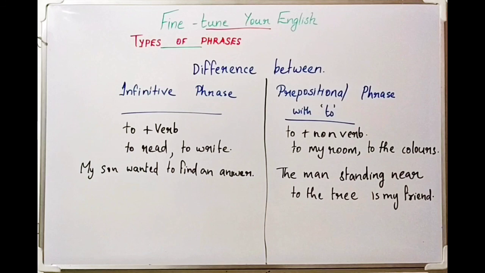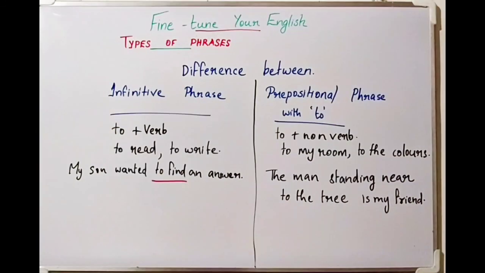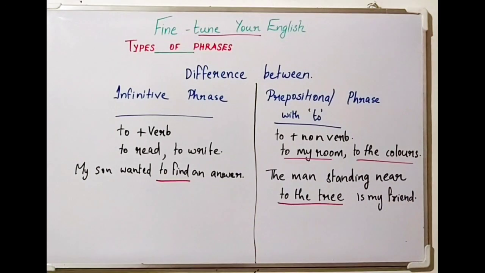My son wanted to find an answer. There, wanted to find. To find is to plus a verb. But take the case of a prepositional phrase. The man standing near to the tree is my friend. So to the tree. After to, it's not a verb, it is a determiner and a noun. So I think you understood the difference between prepositional phrase with to and to infinitive phrase.